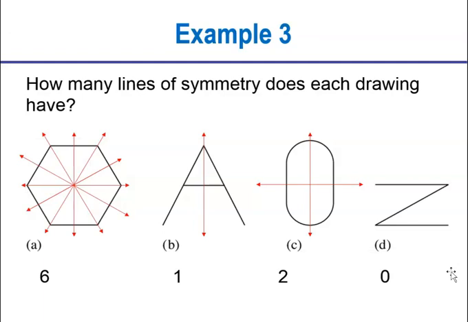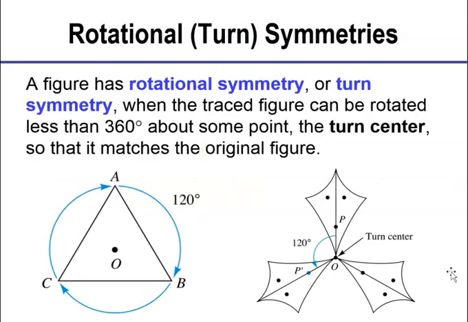Now, that's not the only type of symmetries we could talk about. We could also talk about rotational symmetry or turn symmetry. So a figure has rotational symmetry or turn symmetry when the traced figure can be rotated less than 360 degrees, so not all the way around, about some point, the turn center, that it matches the original figure.